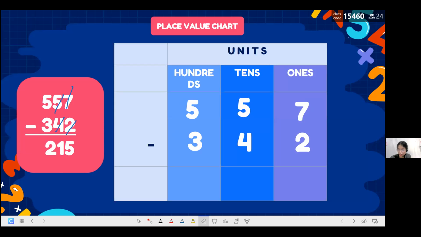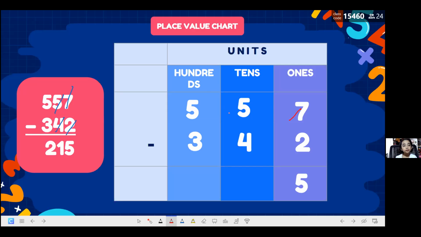Okay, that's good. So now, everyone, where should we start subtracting? Can I have Sean? From the ones place. Very good. All right, so let's start with the ones place. 7 minus 2 is equal to 5. Very good.